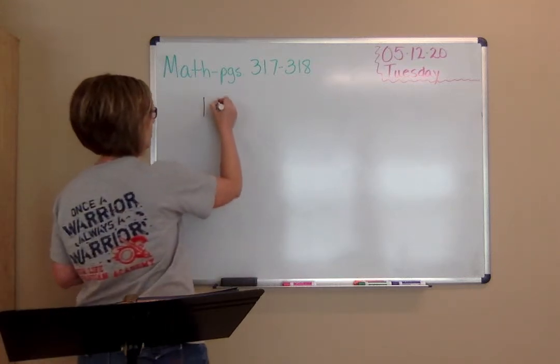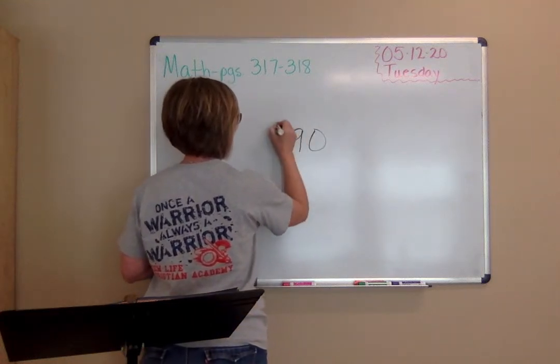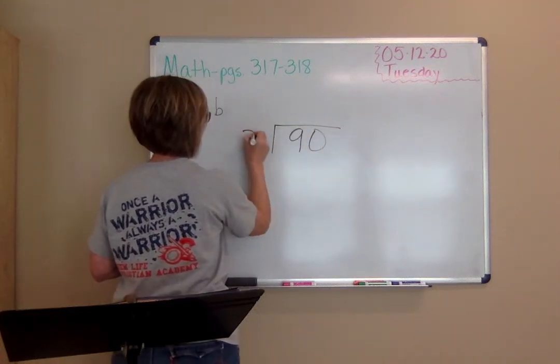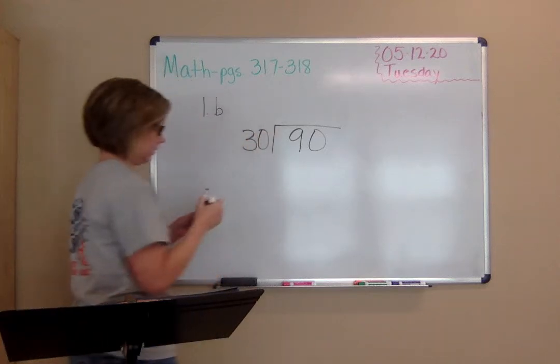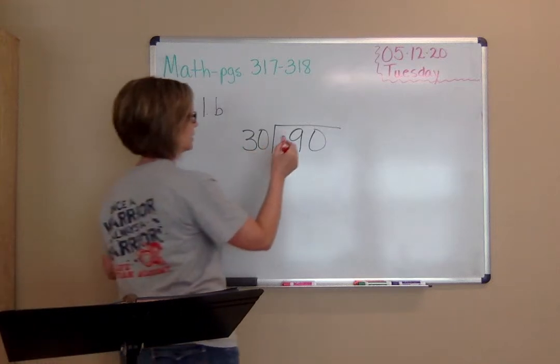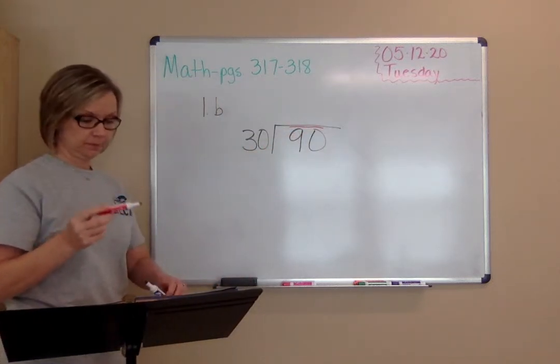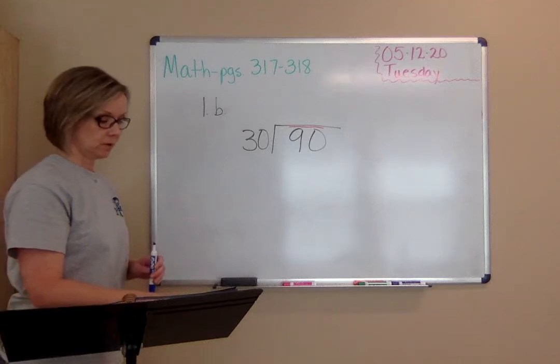You have 90 divided by 30. First step it tells us to do is to draw a line over the whole number of 90. Right? Okay.